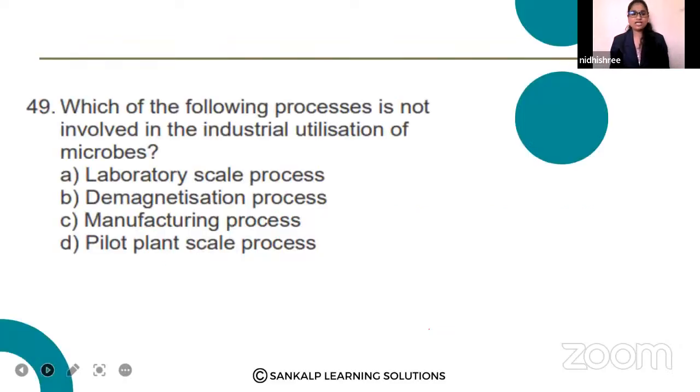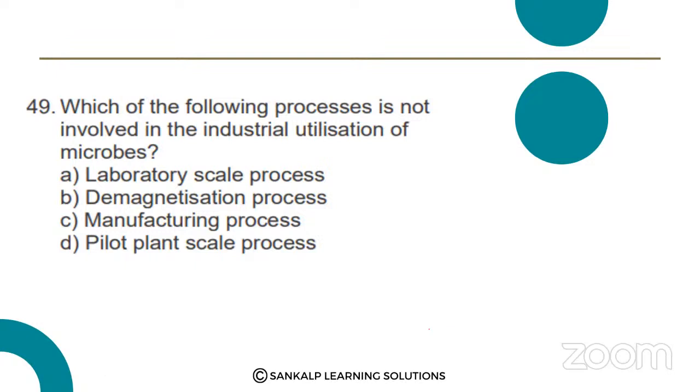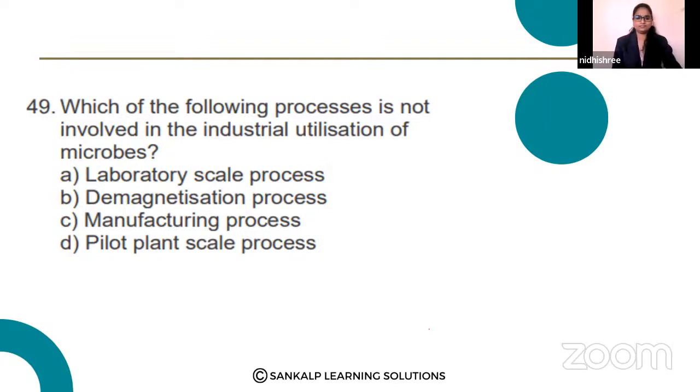Which of the following processes is not involved in the industrial utilization of microbes? Option A, laboratory scale process. Option B, demagnetization. Option C, manufacturing process. Option D, pilot plant scale process. Padmayan voted for option C. Harshita, option B. Hanumanta Hosamani, what is your answer? Option D, ma'am. Okay. Kanchana Raj, option D. Think over it. Only few answered correctly. Very common question.